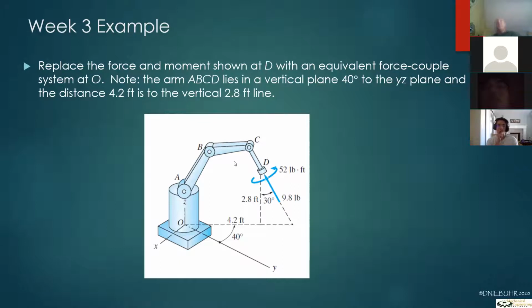Remember that anytime you have a moment acting on an object, it's a free moment. So even though it's spinning around there, it's actually trying to spin the entire object around. So its location isn't critical to where it's at. Its location doesn't affect its effect on the object. So that's what I meant to say.